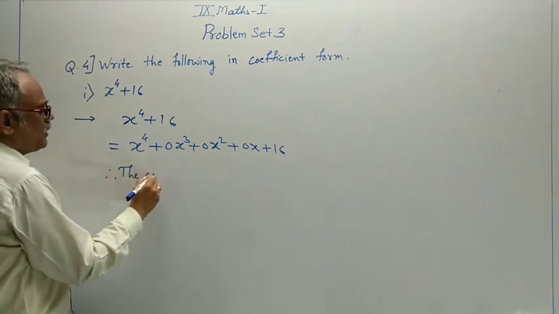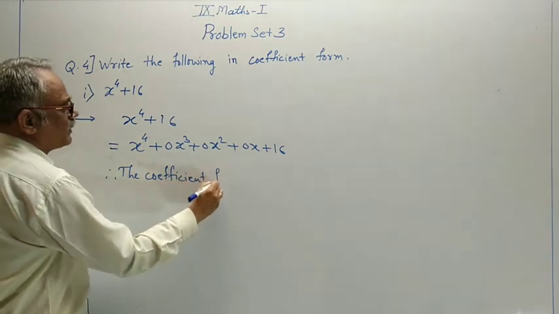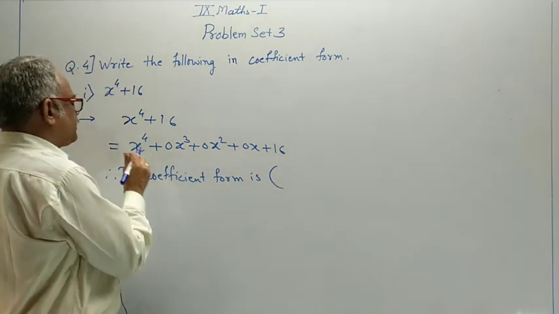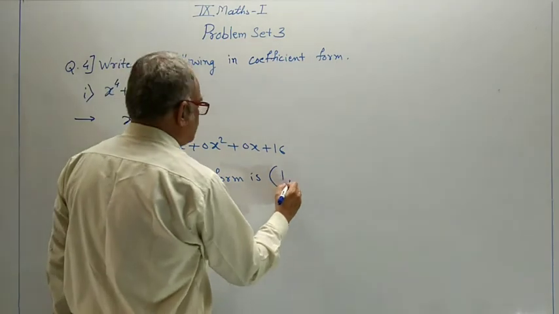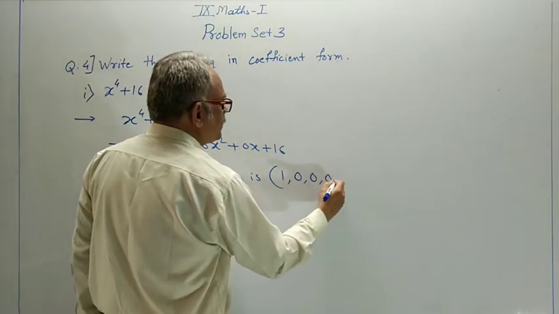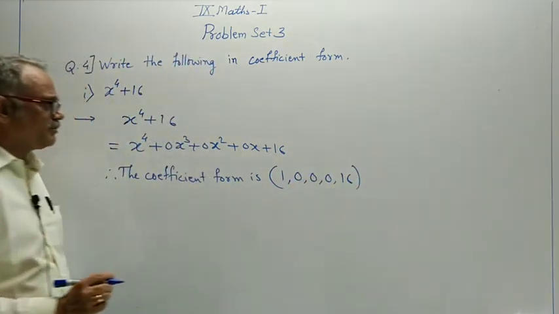Therefore, the coefficient form is, write the coefficients in a bracket. What is the coefficient of the highest x raised to 4? Nothing. Look here, means 1. 0, 0, 0 with commas, and last is 16. If any negative is there, a minus sign should be written, but here all are positive.